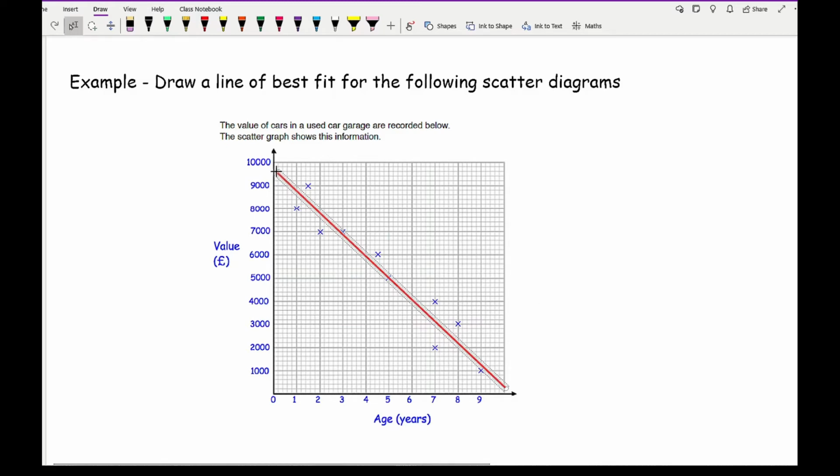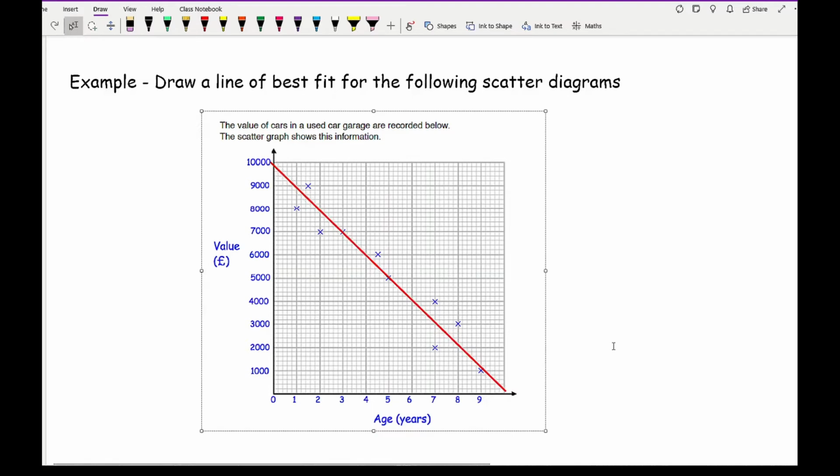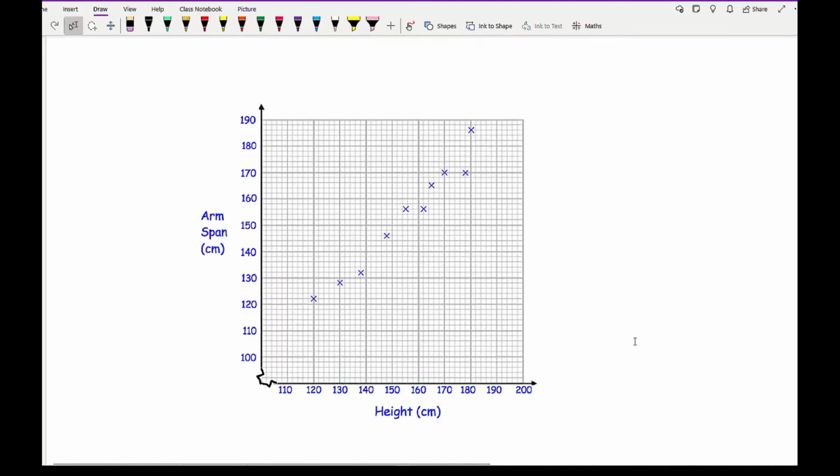Now notice how I've also extended the line so it crosses both axes. That's not essential, it doesn't have to cross both axes, but I certainly would extend the line beyond the points. So don't do a line of best fit that just looks like this. You want to extend that line so it's almost the same size as your graph, and that will be my line of best fit.